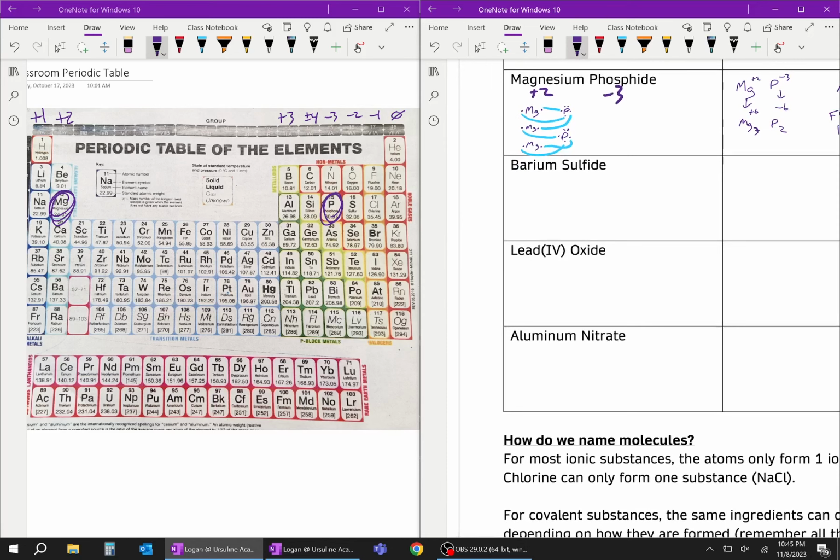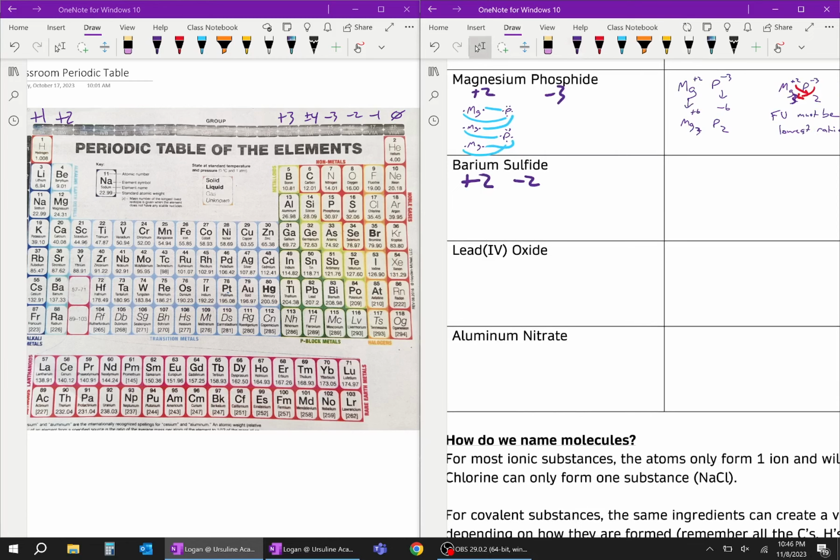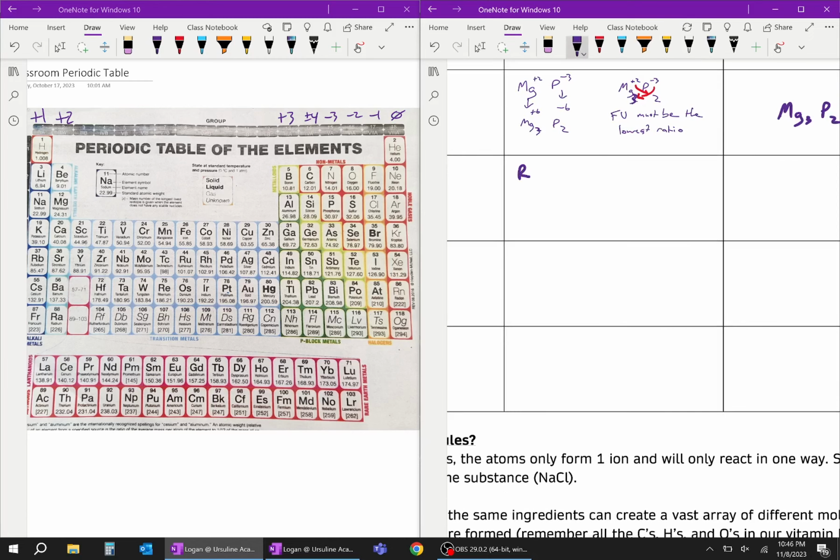Barium sulfide. Barium has a positive 2 charge. Coming back over here, barium has a positive 2 charge, and sulfur has a negative 2 charge. So right away, I told you if those things match, that tells you that you just need 1 barium and 1 sulfur, because they will cancel out.